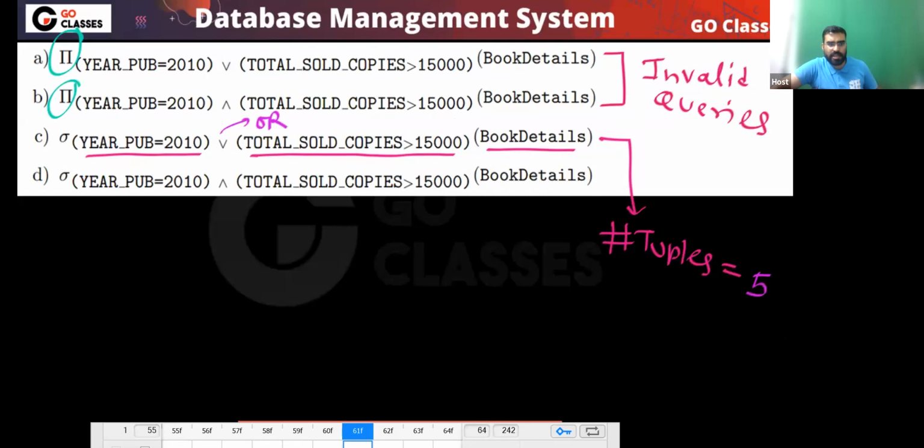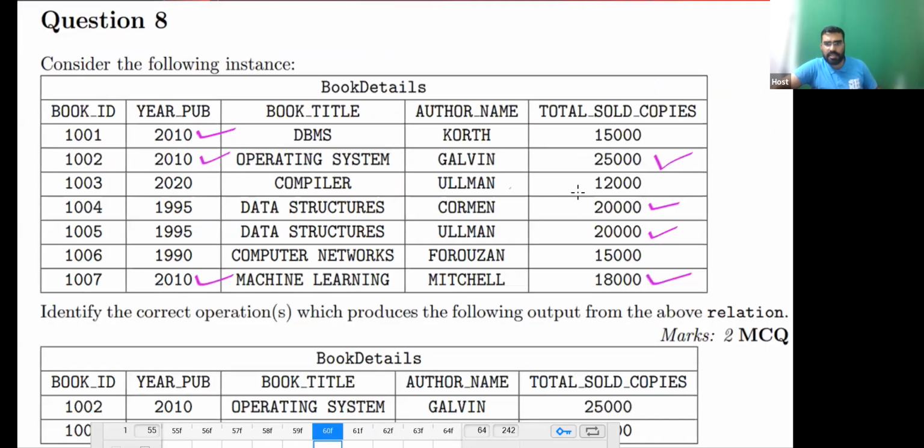Total 5 tuples you are getting. In this you will get those where the year is 2010. The year must be 2010 and sold copies must be more than 15,000. So you can notice the answer is only 2 tuples in this query.